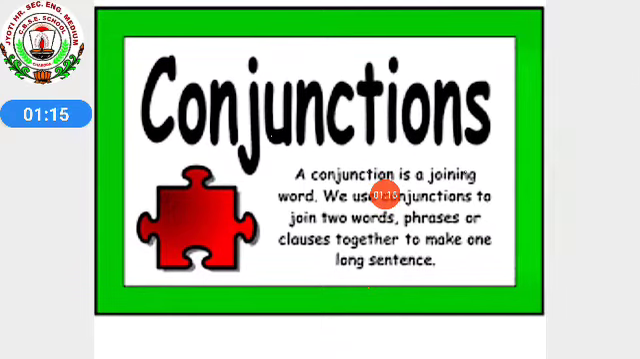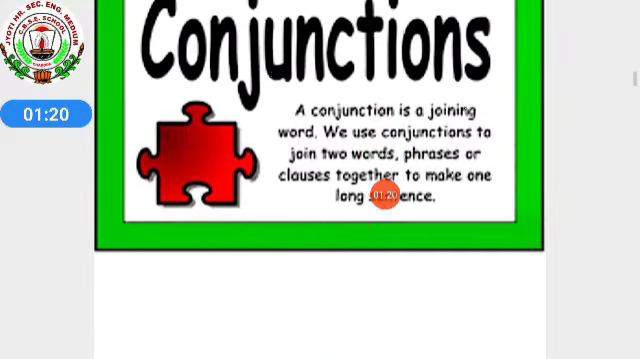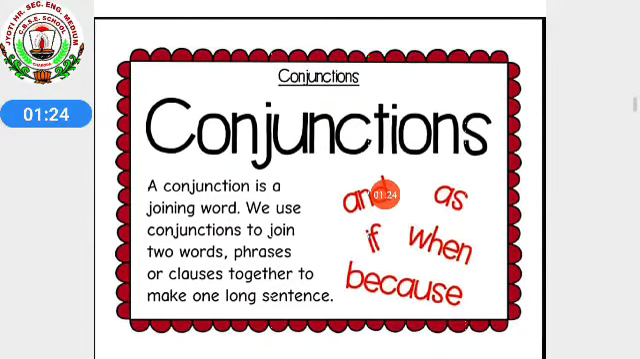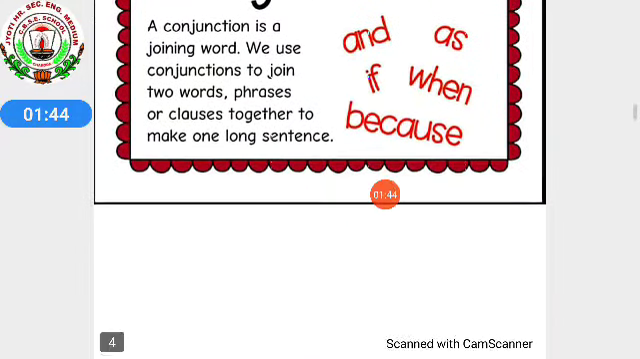This is not the first time. From class 6th onwards we are studying conjunction, is it? So that's what we have studied over here. One more definition of conjunctions. Same definition. A conjunction is a joining word. We use conjunction to join two words, phrases, or clauses together to make one long sentence. Here you can see the examples also. And, as, if, when, because, all this comes under your conjunction.